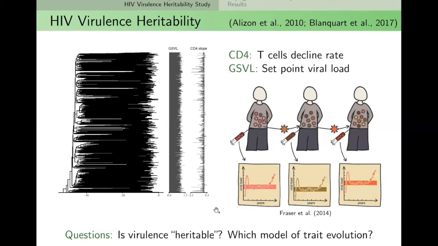And so the question we want to ask is: is the virulence heritable or not? Of course, the virulence is some kind of an interaction between the virus and the host. But is it true that some strains are more virulent than others, or is it just a question of luck? If I have one strain and one host, maybe the strain will be very virulent. But if it's another host, then it won't be virulent at all. So the question is, is this virulence heritable or not?